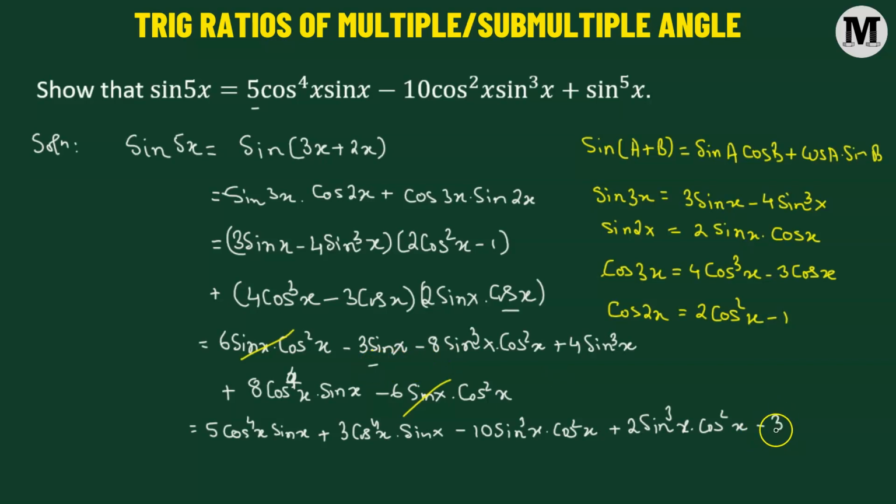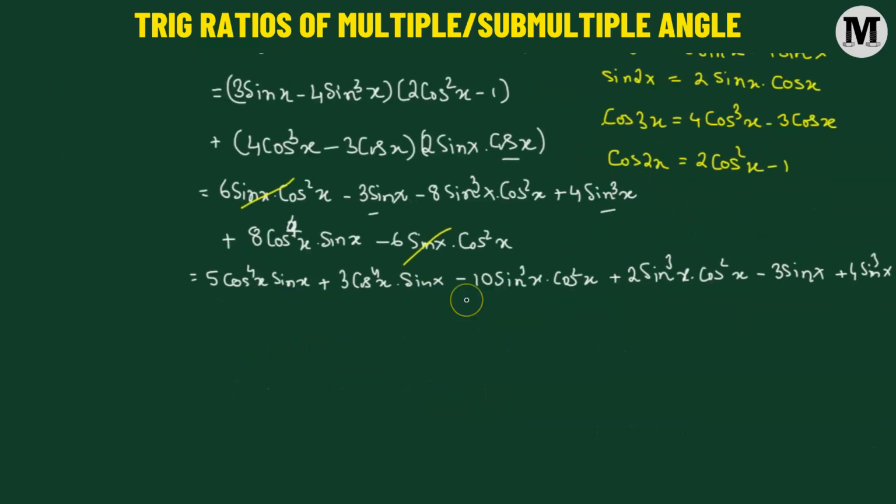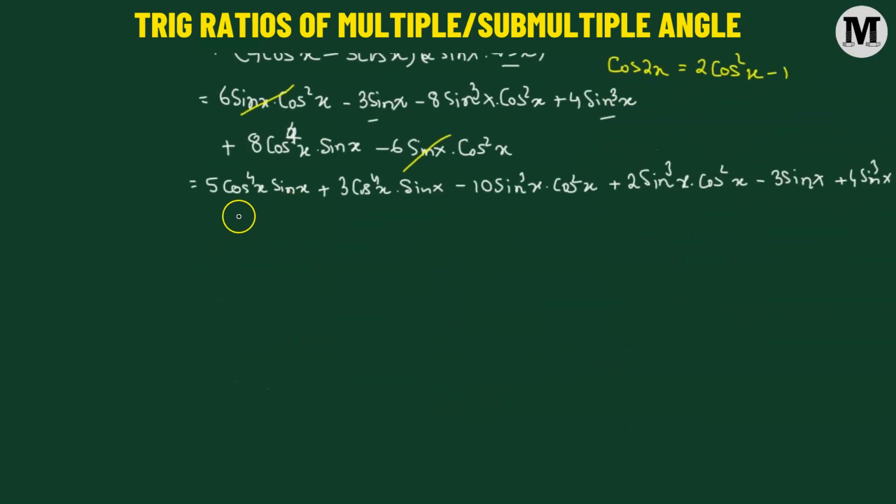So we have negative 3 sine x, then we have plus 4 sine cubed x. So these are the remaining terms. Now, what we'll do, we will combine this with this, and this is going to become 5 cosine of x raised to the power of 4 times sine x. And then we have negative 10 sine cubed x times cosine squared x.